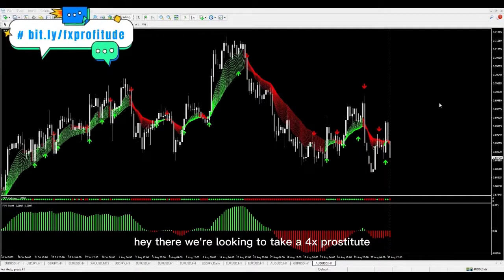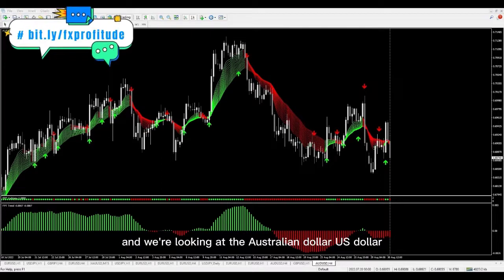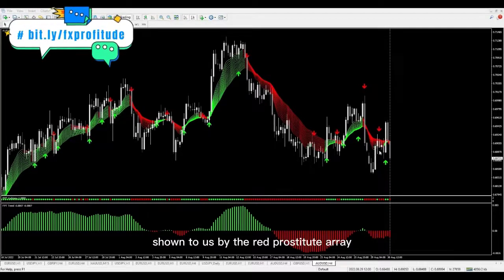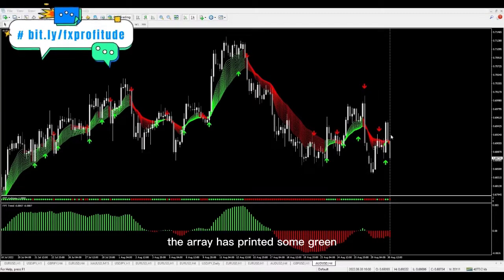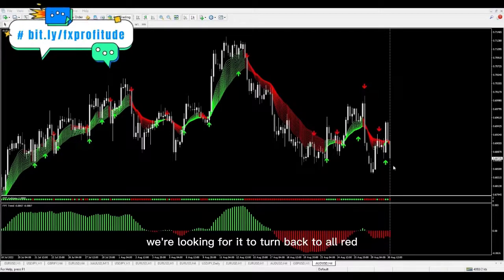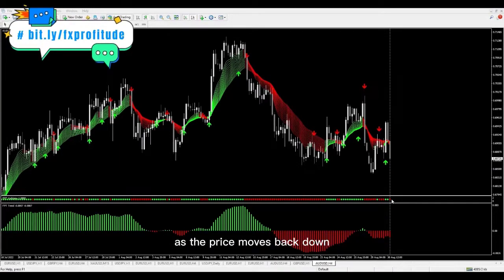Hey there, we're looking to take a FX Profitude short trade, and we're looking at the Australian dollar US dollar. This is the 4-hour time frame. We're looking at a nice short setup. We've got a downtrend shown to us by the red Profitude array. The price was under the array and has now pulled back into the array. The array has printed some green, and with that, we're looking for it to turn back to all red as the price moves back down.